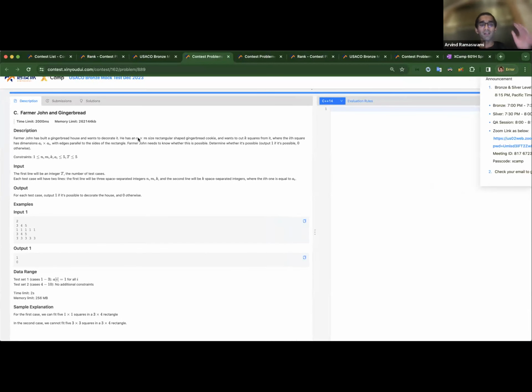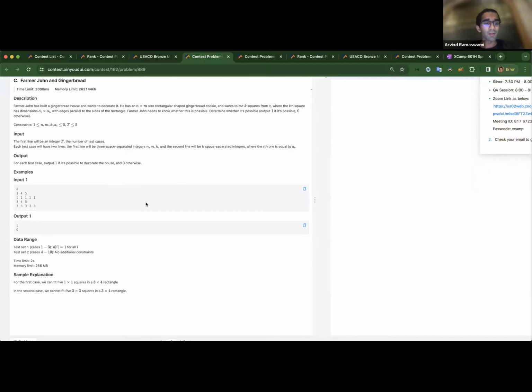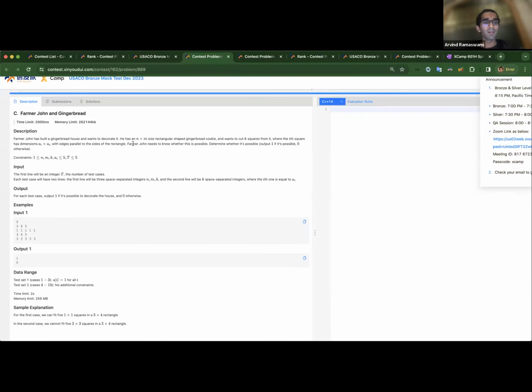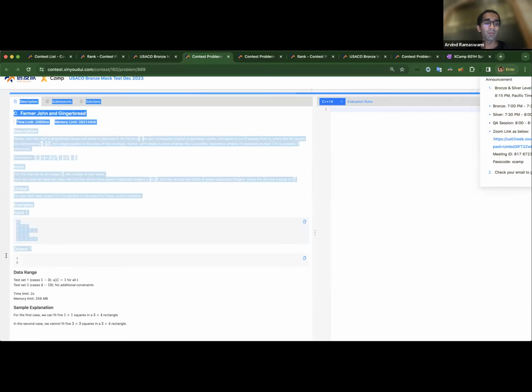So the idea is that Farmer John has an n by m size rectangular shaped gingerbread cookie and wants to cut k squares from it, where the ith square has dimensions ai by ai, with edges parallel to the sides of the rectangle. And Farmer John wants to know whether it's possible, and if it's possible, output 1, and if it's not possible, output 0.